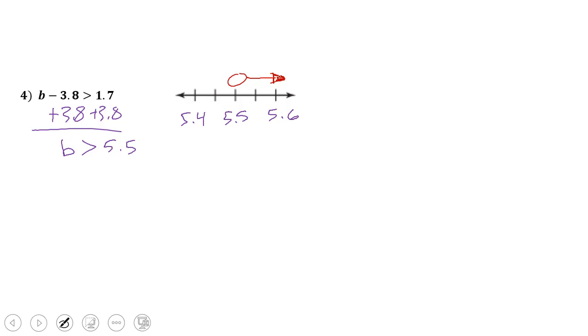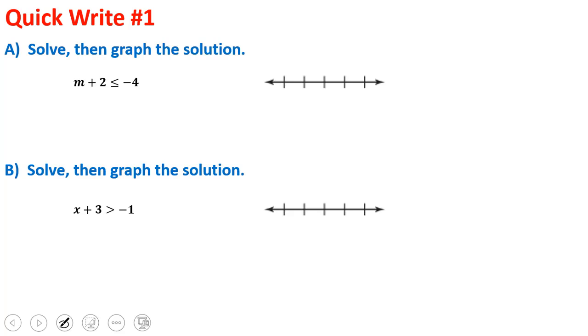Ladies and gentlemen, here's your quick writes. Go ahead and write those two down. You're going to make your own graph. Once again, just draw a graph on your paper. You just need 3 numbers. Write down m plus 2 is less than or equal to negative 4, and x plus 3 is greater than negative 1. Solve both of those.